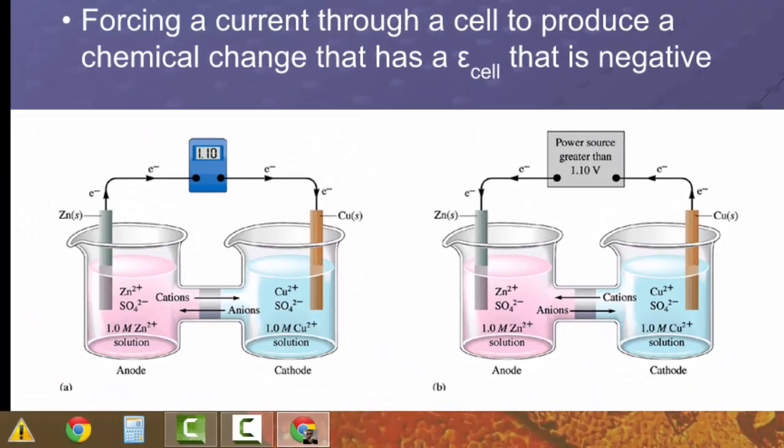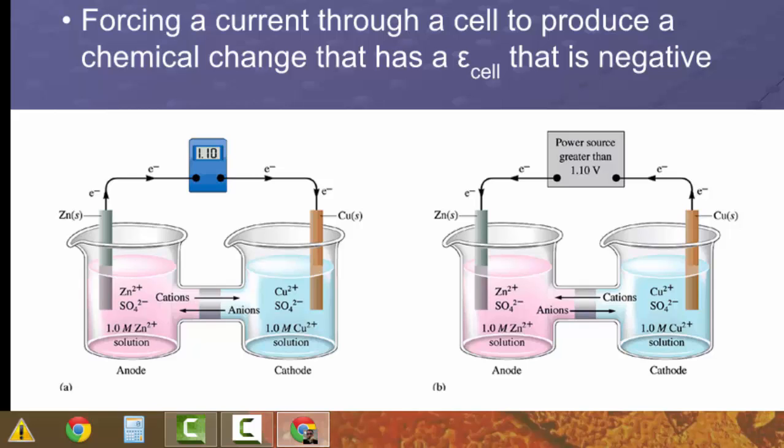So if you look over here on the left, we have the zinc electrode in zinc ion solution. We have copper electrode in a copper ion solution. The electrons would run from zinc to copper because the voltage is 1.10.